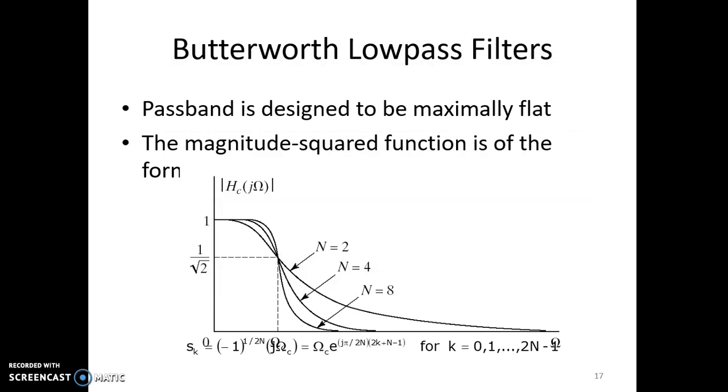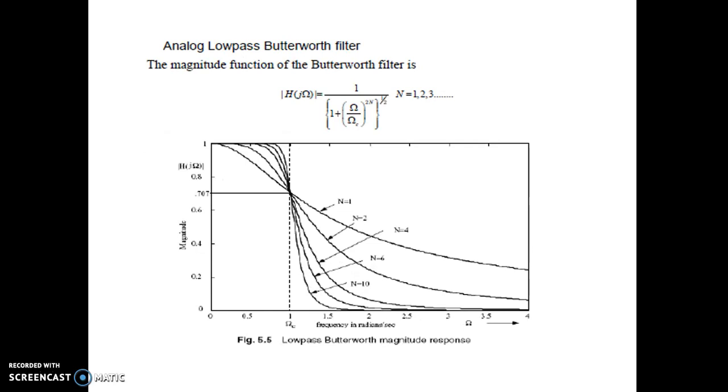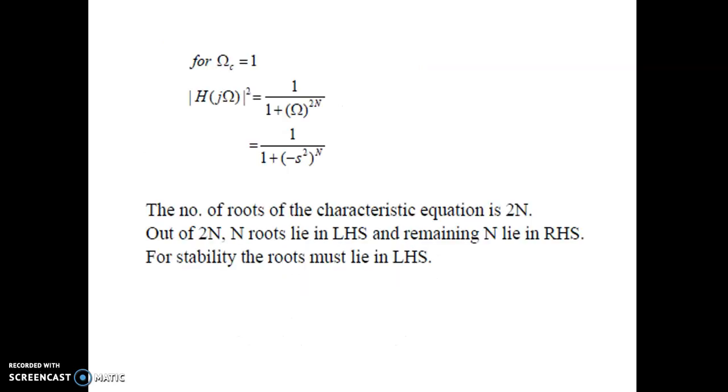So if you really see, the passband is maximally flat. If you really see the response of a Butterworth filter, what you will see is, for different values of n, you get different curves for the Butterworth filter, and you get a not so sharp cutoff when n is equal to 2, and as n goes from 2 to 4 to 8, the response becomes sharper. So this is the type of diagram which is shown in your book.